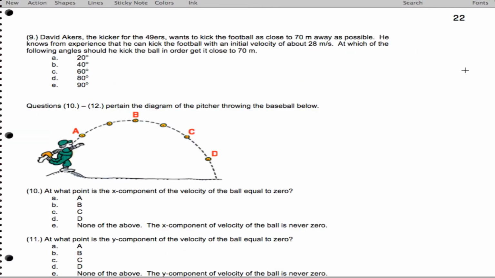So, problem number 9. David Akers, the kicker for the 49ers. How old is this test? Okay. I don't even know who David Akers is. Why am I pretending I care? All right, here we go.